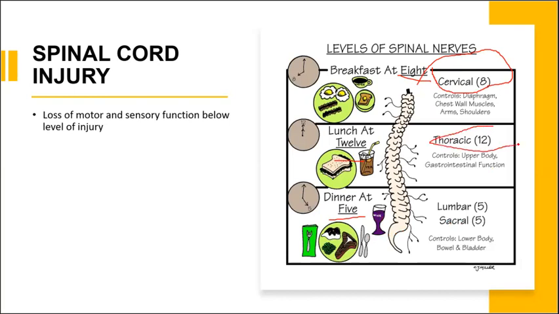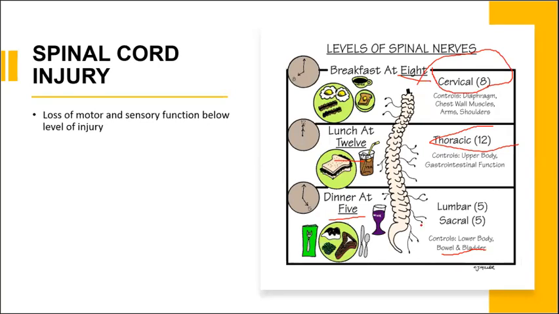There are 12 of them, and it controls upper body and also GIT function. My lumbar is 5, my sacral is 5. They control lower body and bowel and bladder. So again, following a spinal cord injury, patients may experience temporary reduction or even loss of reflexes. That's known as a spinal shock. So after a spinal cord injury, look out for that spinal shock.